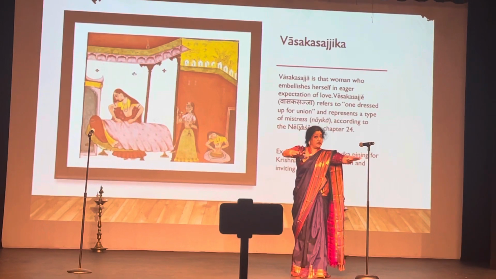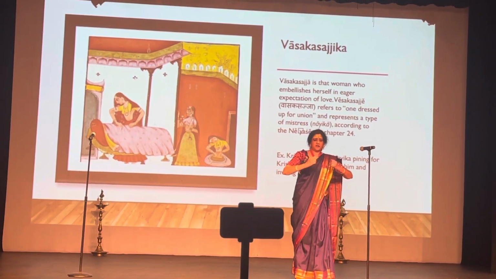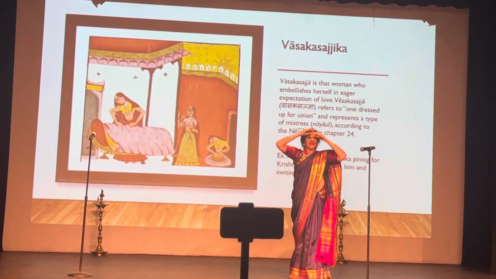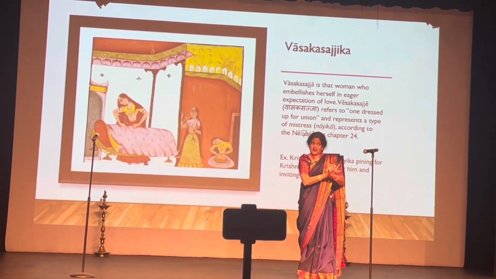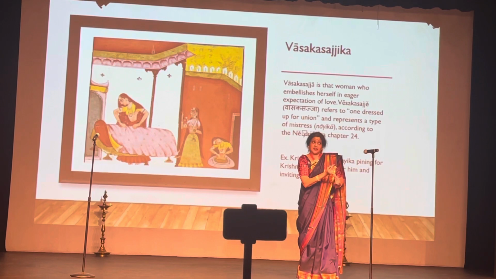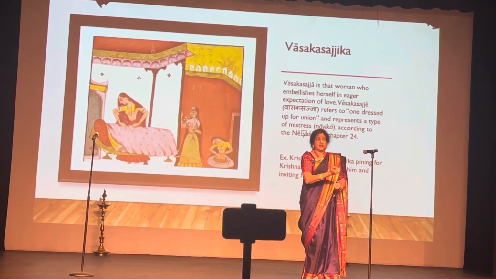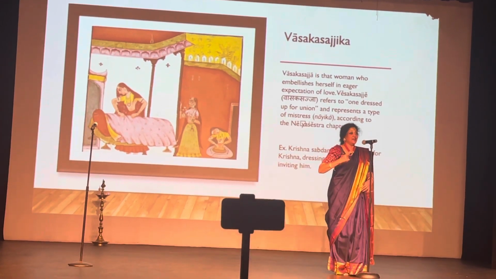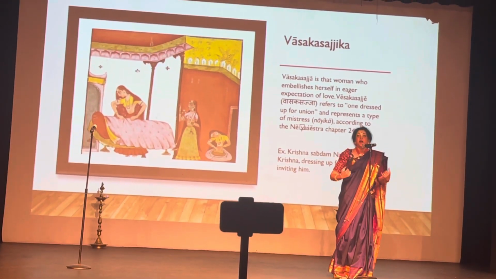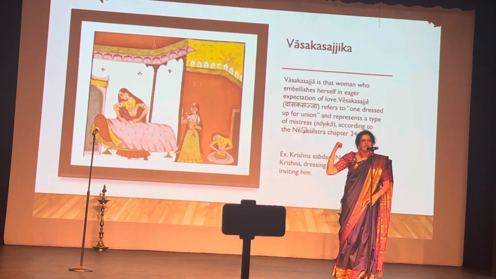She compares him with the ocean. She compares him with the mighty mountains, and she says, please come. She prepares so many things, tries to entice him, asking him to come. Please come, please come. You won't come? Okay, fine, I'll find other ways. So she's very patient. She loves to dress up. She loves to invite her man over. That's what is Vasaka Sajjika.